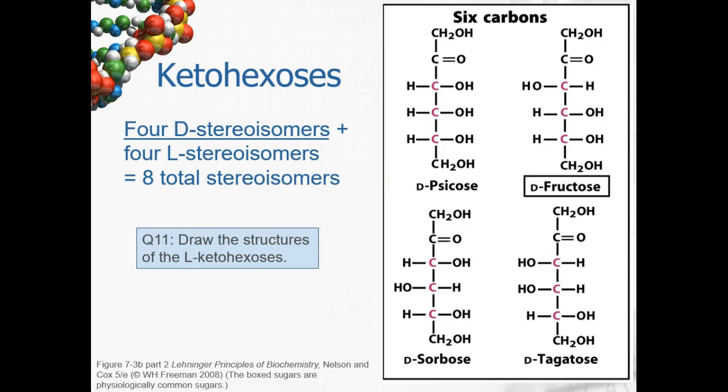So we have D-xylulose, D-fructose, D-sorbose, and D-tagatose. So again, all of these are D sugars. If you look at the more reduced end and look at the first chiral carbon, all 4 of these have the OH pointing to the right. So your next question is, you should draw the structures of the L-ketohexoses. So pause the presentation and then we'll come back.